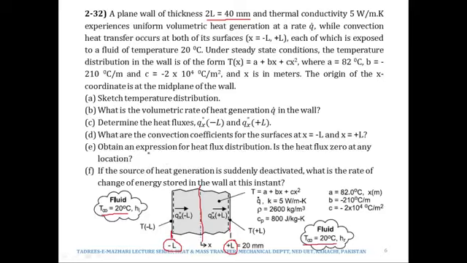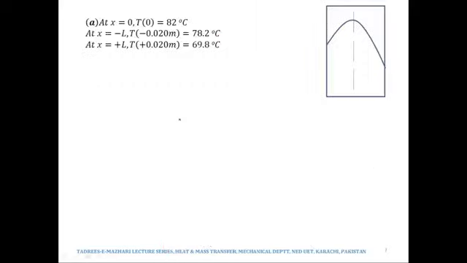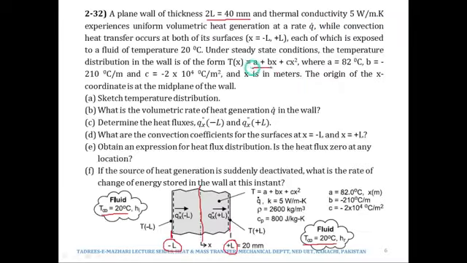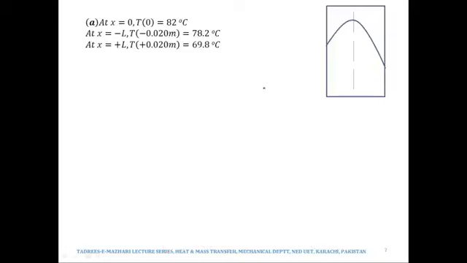So let's take each of those parts one by one. The first part is sketch temperature distribution. All we need to do is use that temperature distribution, which is a plus bx plus cx square, and put different values of x to find out the temperatures at different points. For example, we may find the temperature at the mid plane of the wall at x equal to 0, at x equal to minus L, means at x equal to minus 20 millimeters, and at the other face, which is at x equal to plus L, means at x equal to plus 20 millimeters.